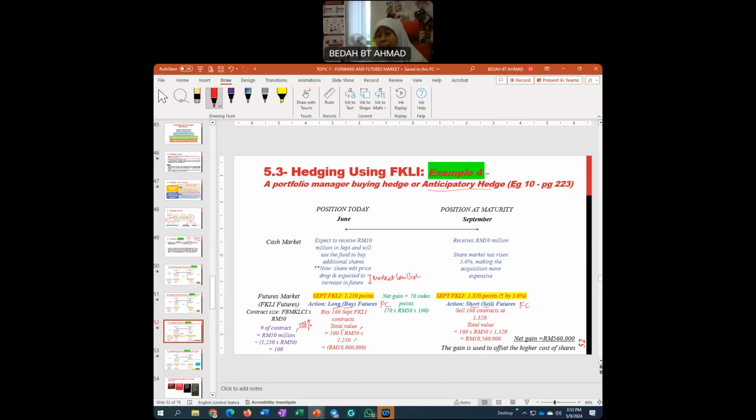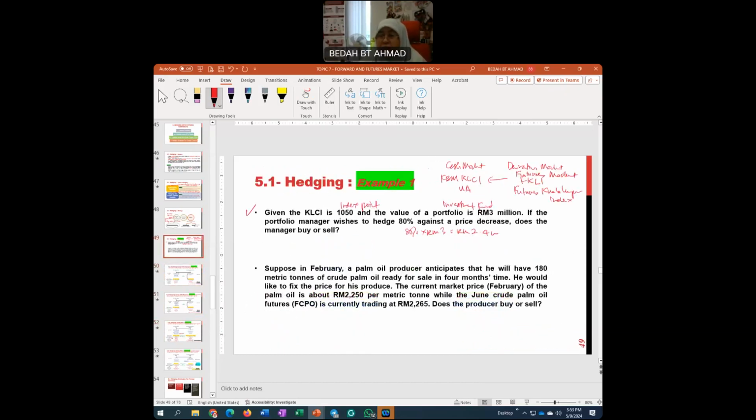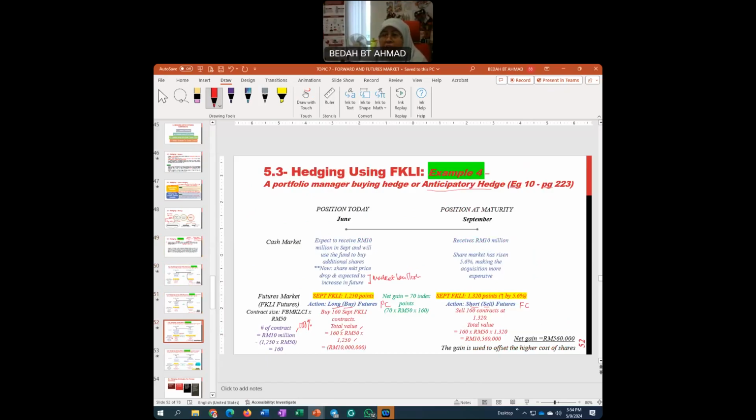Okay, then on the closing positions, or positions at maturity, which is in September. So I think the question is not here, it's only an example. For the questions you need to refer to page 214 in your text. For the closing position in September, the anticipatory hedging for portfolio manager buying hedge is on page 223.